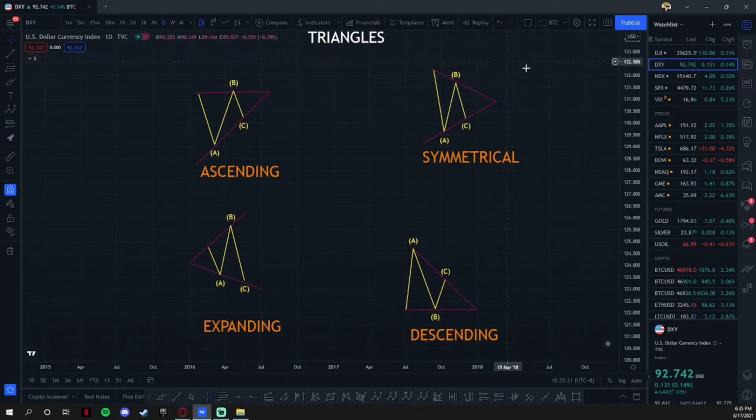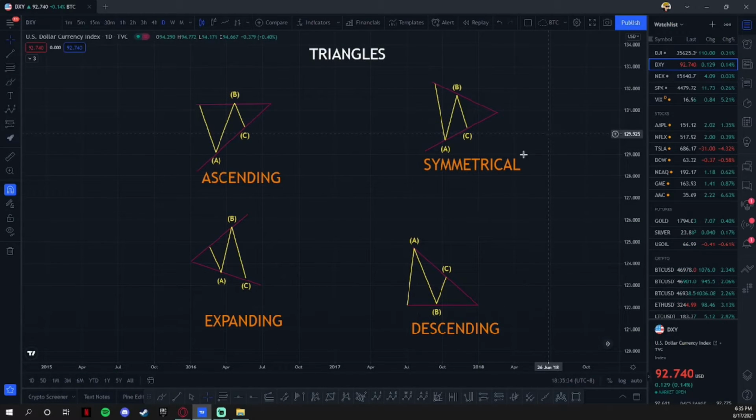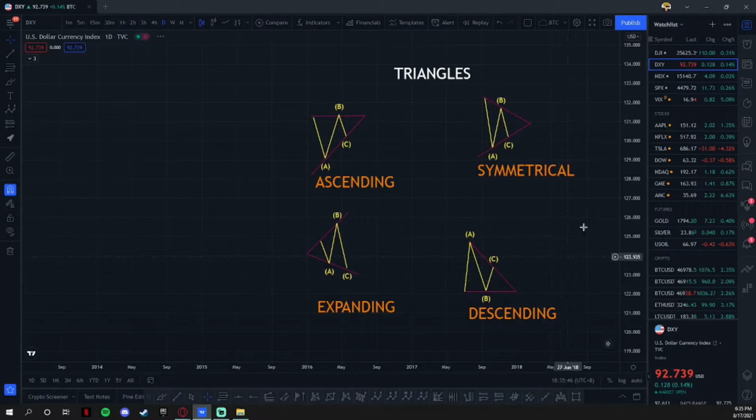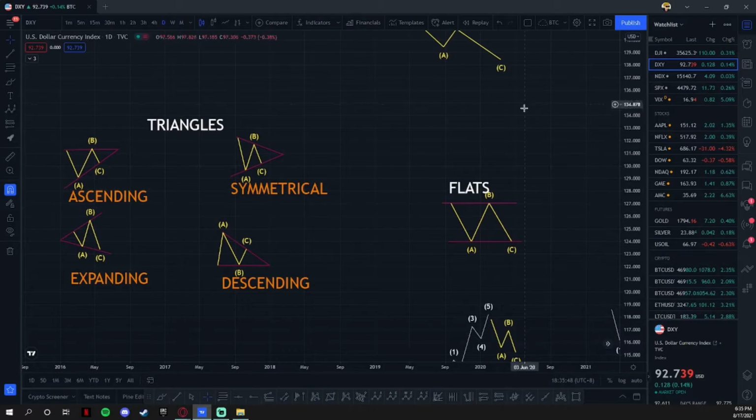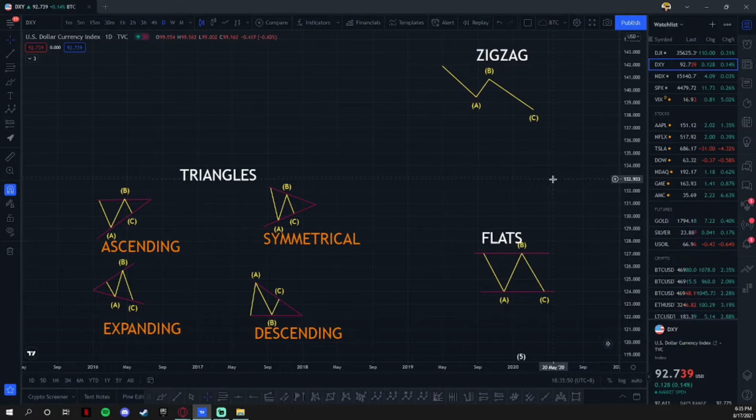Now these triangles have sub patterns. It can be a symmetrical triangle, it can be a descending triangle, it can be an ascending or an expanding triangle. So those are the 3 main patterns of the ABC correction. Let's move on to some examples.